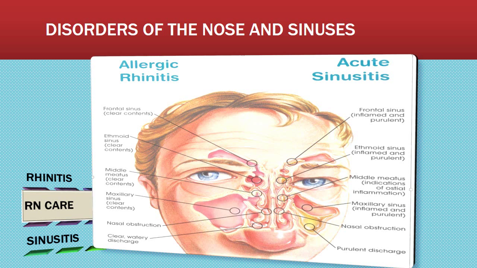Rhinitis is an inflammation of the nasal mucosa. It is the most common problem in the nose and sinuses. We covered the sinuses and we have another picture here that shows us the nose and sinuses. On this side, you have allergic rhinitis. That's what we're going to talk about first.